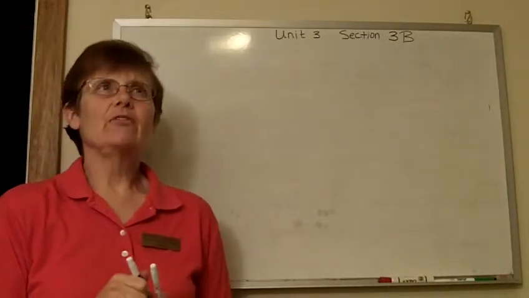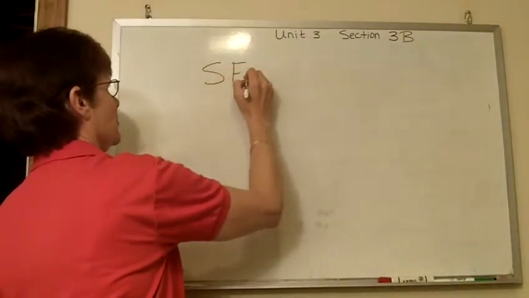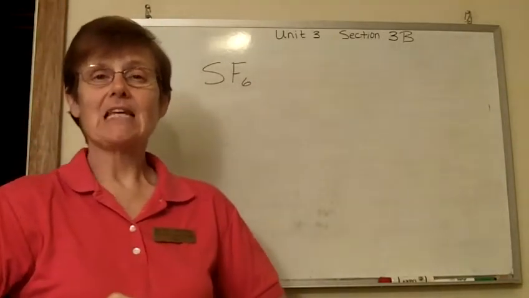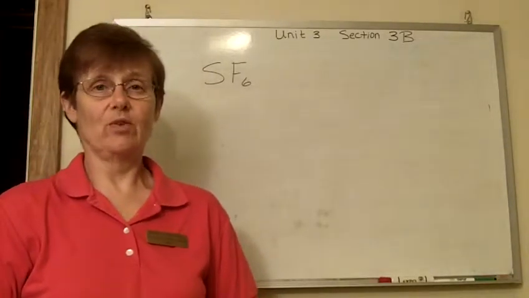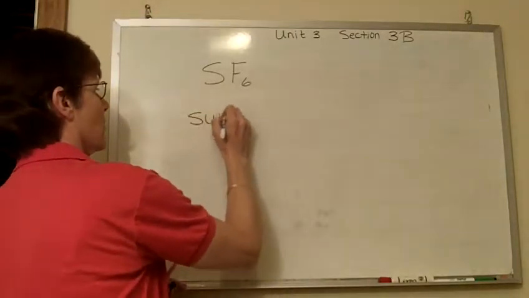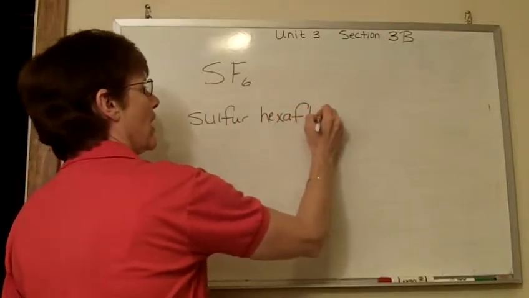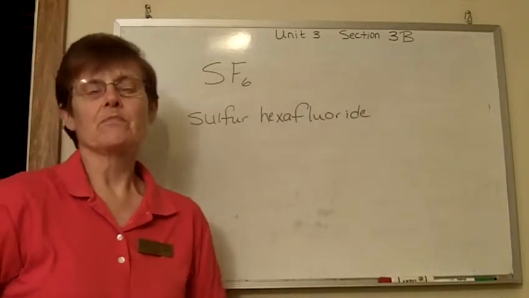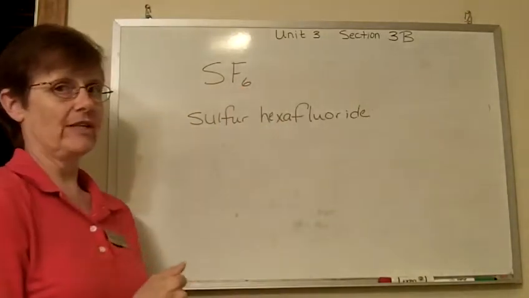So let's take, for example, a compound that looks like this. It has 1 sulfur and 6 fluorines in it. So we want to name this in a way that tells people that it has 1 sulfur and 6 fluorines in it. So we will name this sulfur hexafluoride. Now let's stop and see what we did here. I used a prefix here to tell me that I had 6 fluorines.